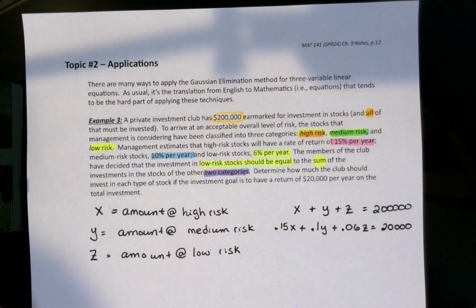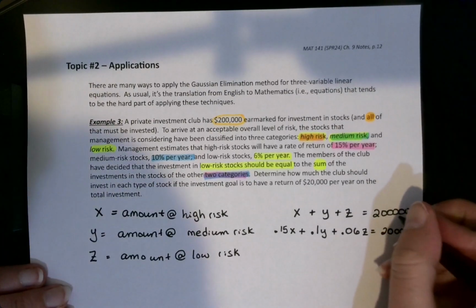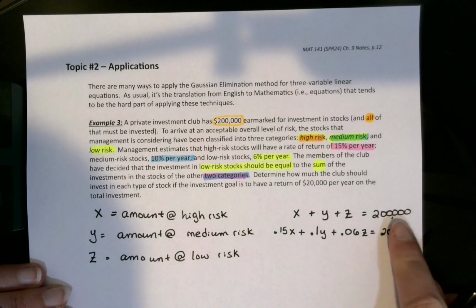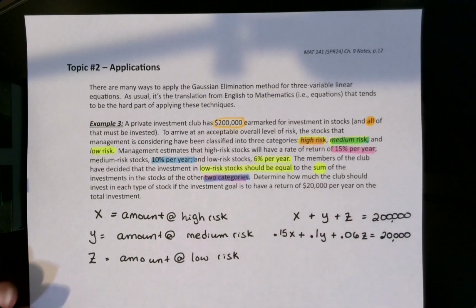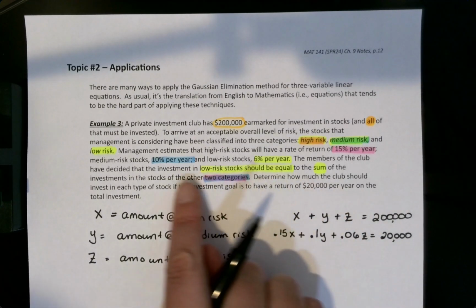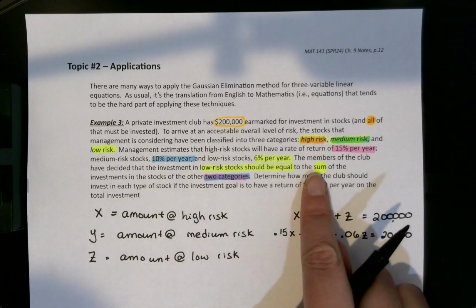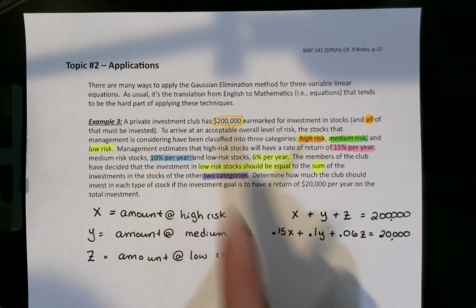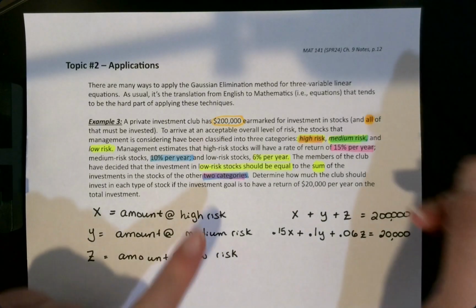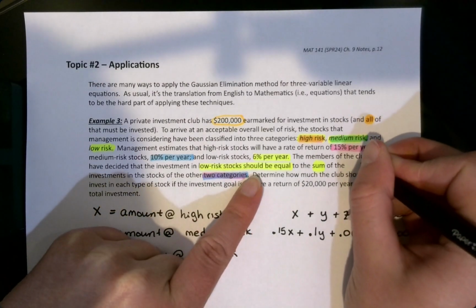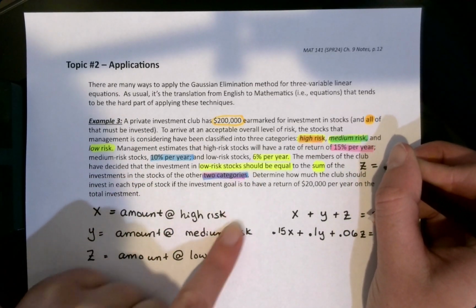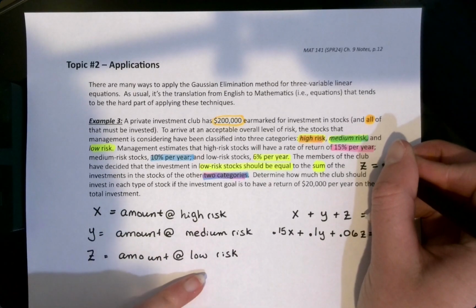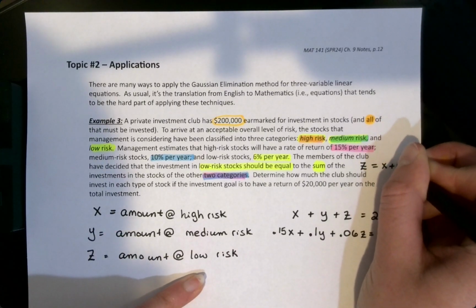$20,000. So make sure that's the 200. I'm going to put the comma in for right now. 200,000 is the total amount invested, and this is the $20,000 for the amount returned. And our last bit of information is that the amount in low risk should equal the sum of the investment in the other two categories. So I'm actually going to write that up here for a second. The amount in low risk, that is Z, should be equal to the sum of the other two categories. Z should be equal to X plus Y.